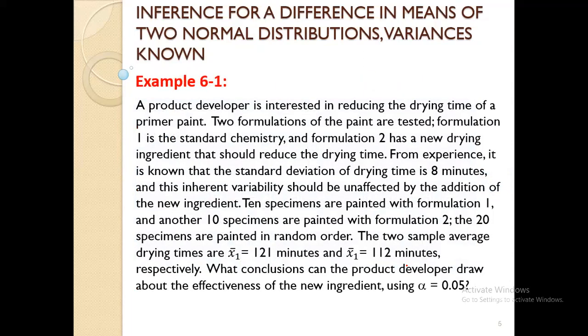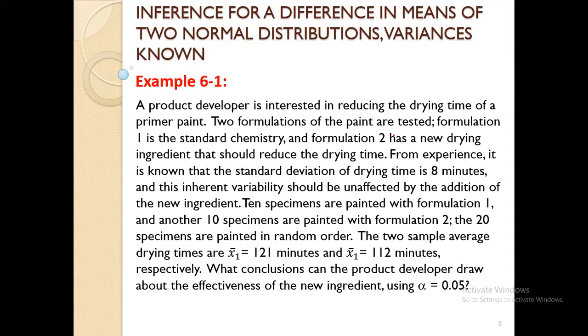Okay, for this case, we consider a chemical to produce a formula for chemotherapy. We have to formulate the mixture of some chemicals to produce the formulation. Formulation one is the standard chemistry. This is the standard, a well-known formula. And then an engineer or scientist tries to develop a new formula. We try to reduce the drying time.